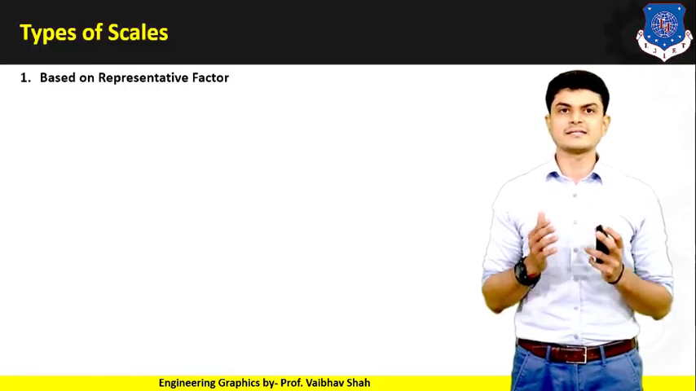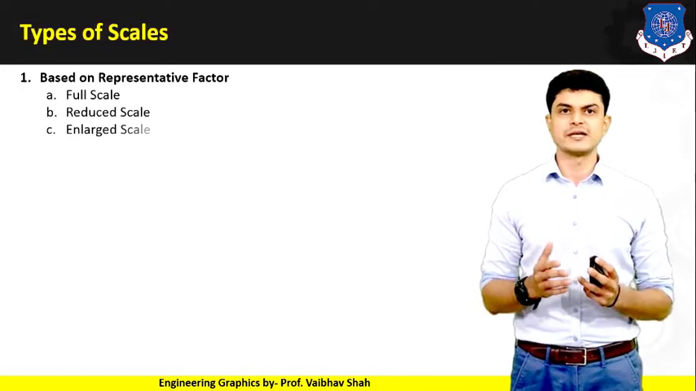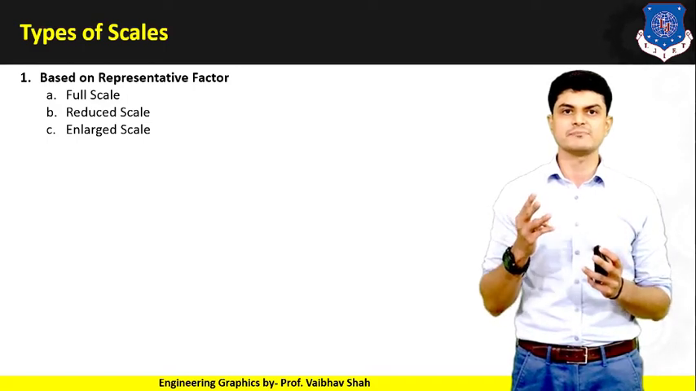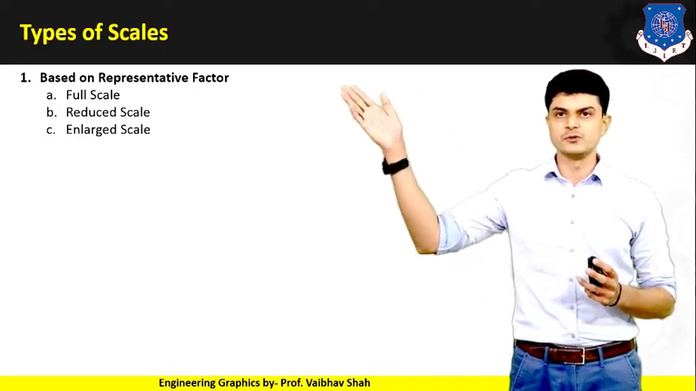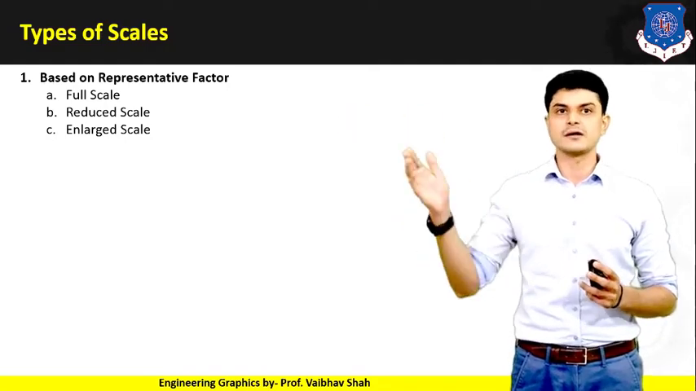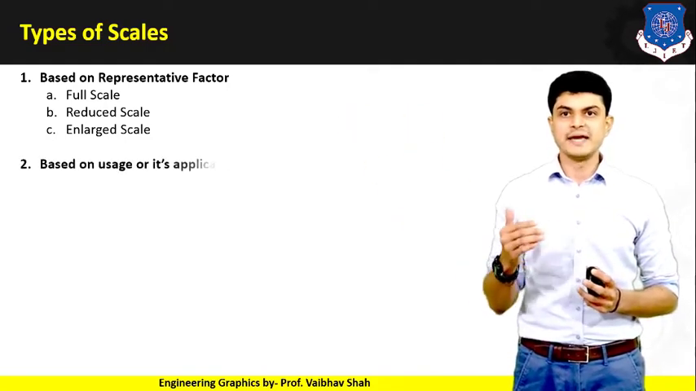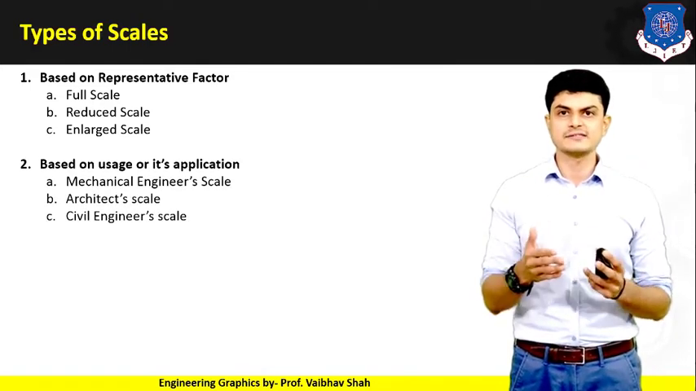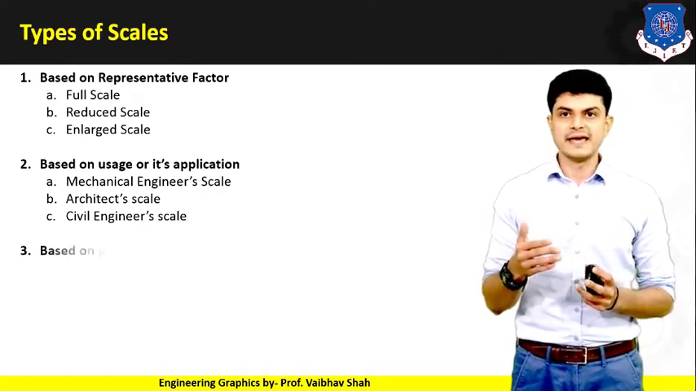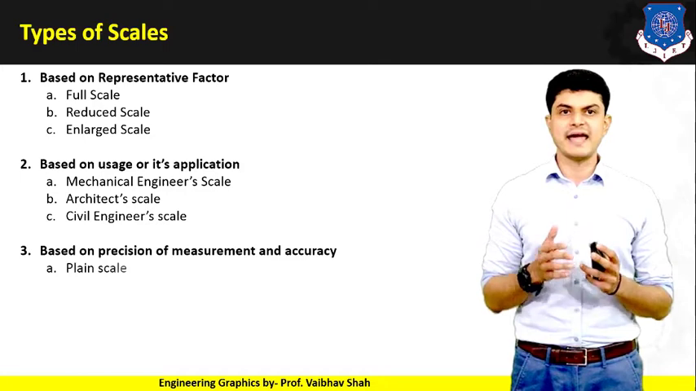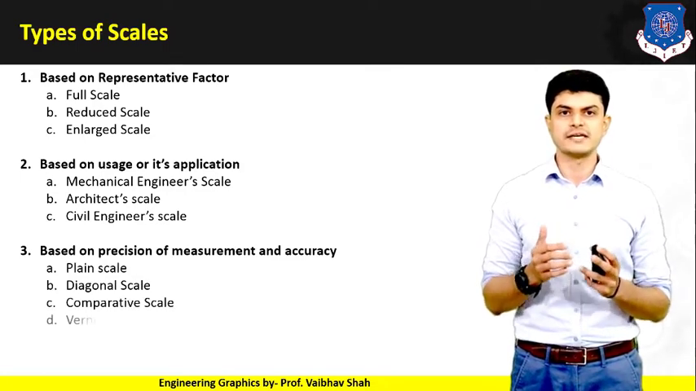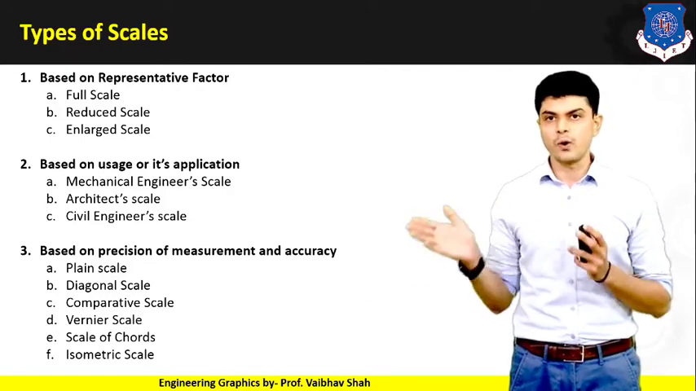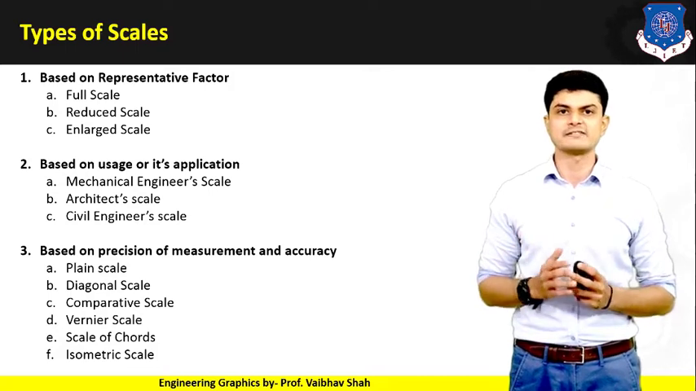Now, what are the types of scales available? Let us see a few types in detail. First, based on representative factor, there are three types: first is full scale, second is reduced scale, and third is enlarged scale. Next, based on usage or application: mechanical engineer scale, architect scale, and civil engineer scale. Next, based on precision of measurement and accuracy, there are six types of scales: plane scale, diagonal scale, comparative scale, vernier scale, scale of chord, and isometric scale.